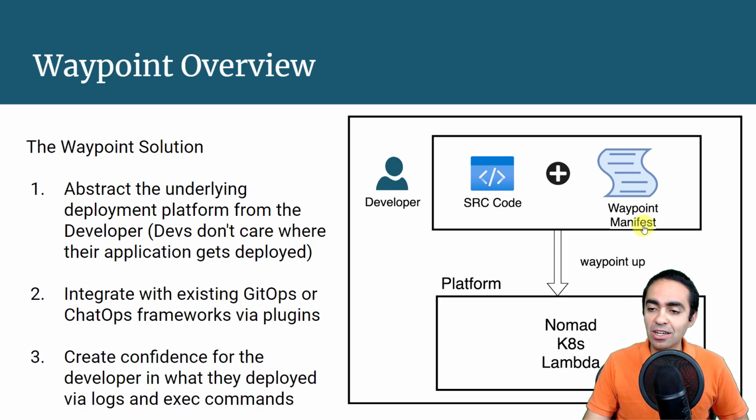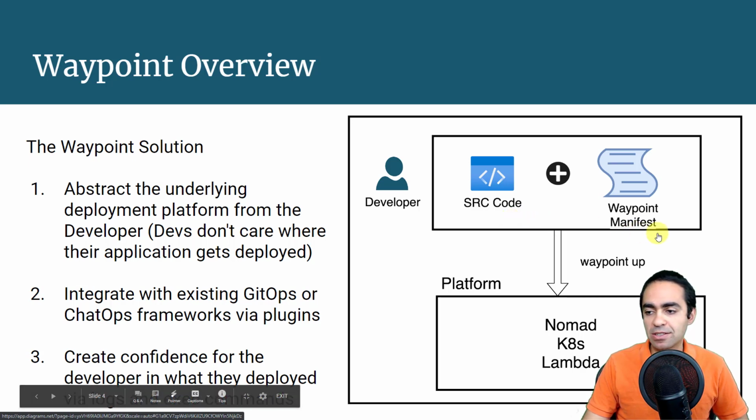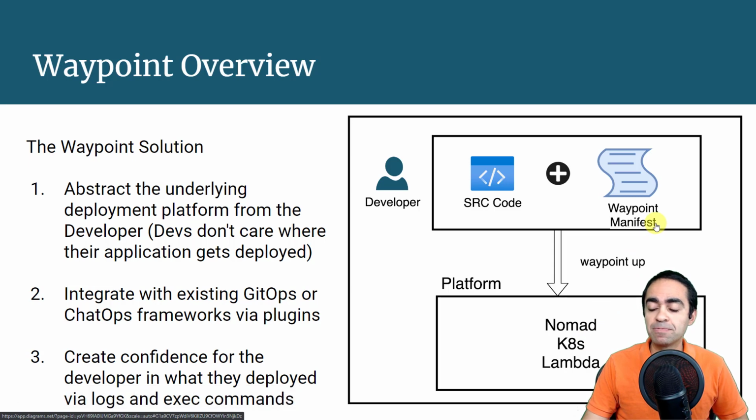Once that's done, all the developer needs to do is run the command waypoint up, and the source code gets packaged, gets built, gets deployed, gets released into a platform that you specify in the manifest. For example, maybe you want to release to Kubernetes. So you say, I want to release to Kubernetes, I want to deploy on Kubernetes, and Waypoint takes care of that for you. You don't have to worry about it.